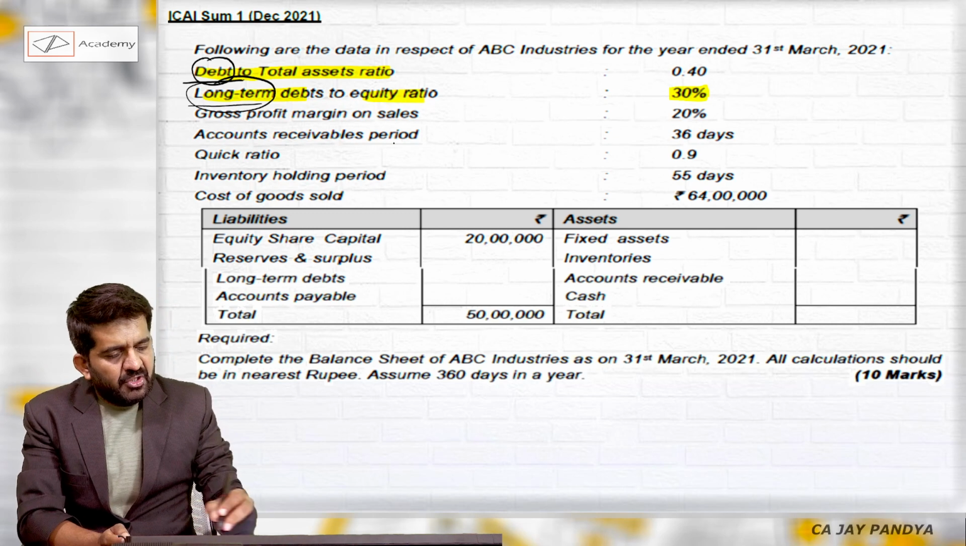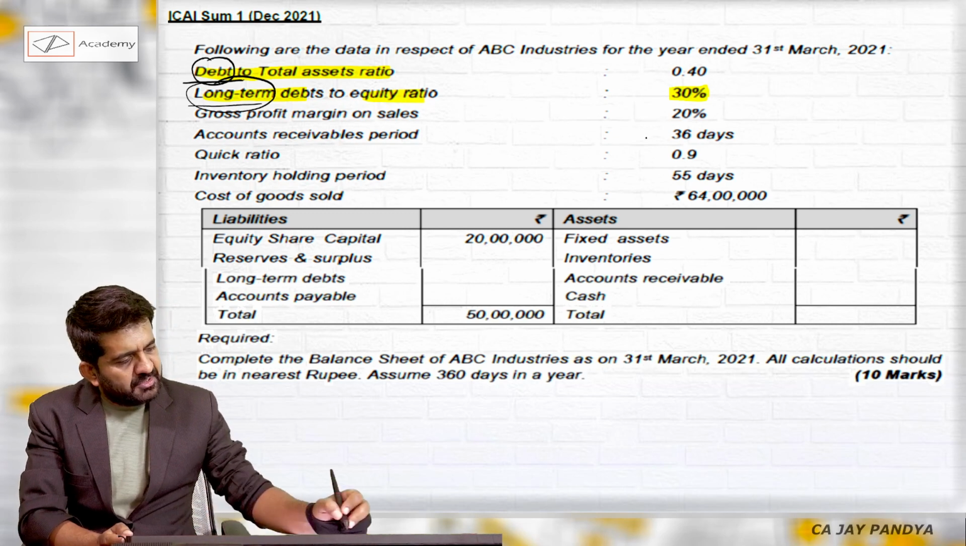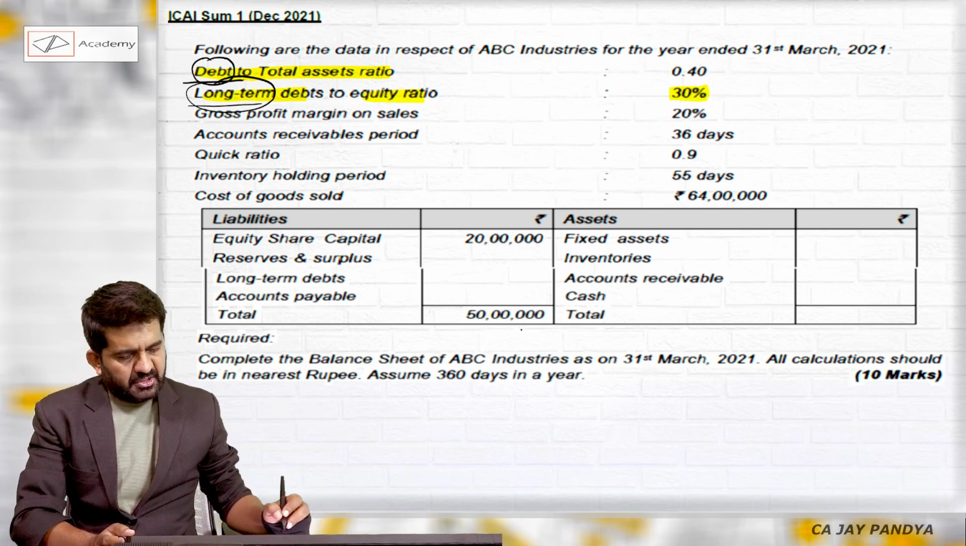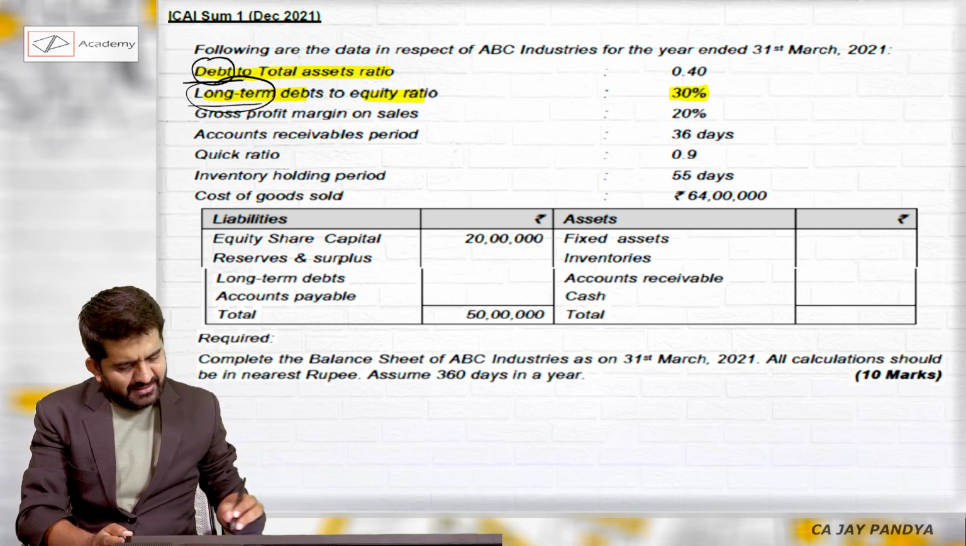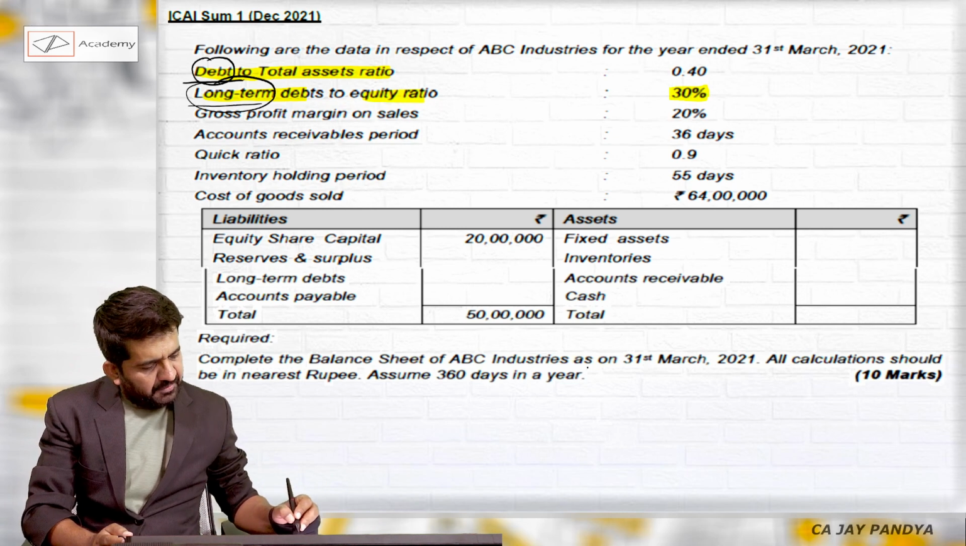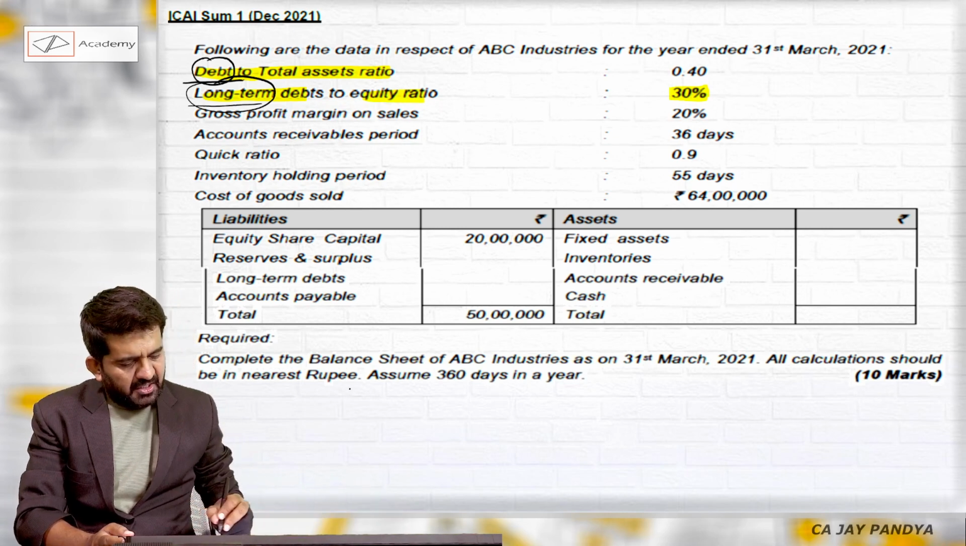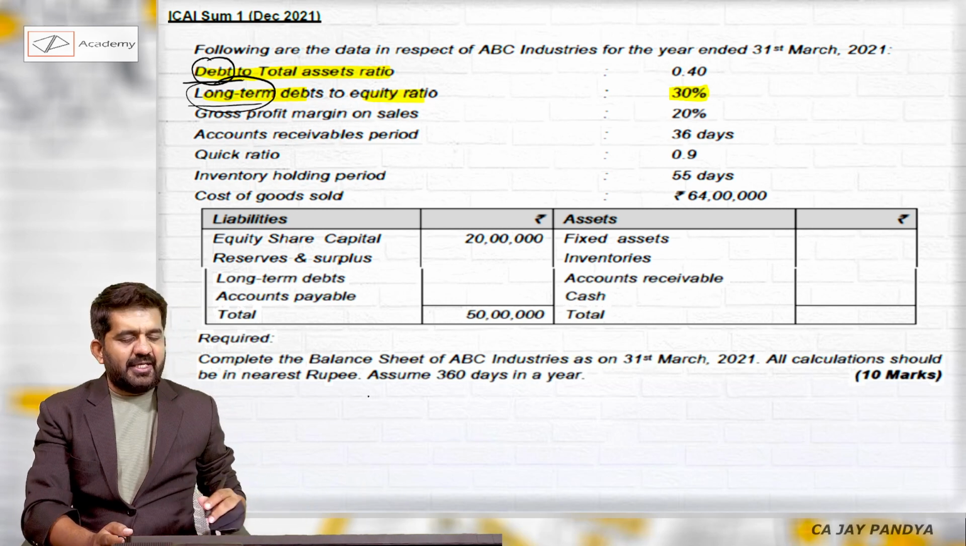GP margin is given, accounts receivable period is given, quick ratio is given, inventory holding period is given, COGS is given. Liabilities and assets required. Complete the balance sheet of ABC Industries as on 31st March 2021. All calculations should be in nearest rupee. Assume 360 days in a year.